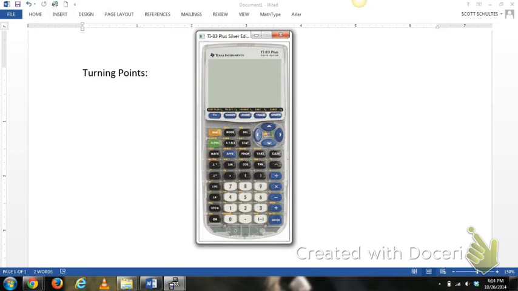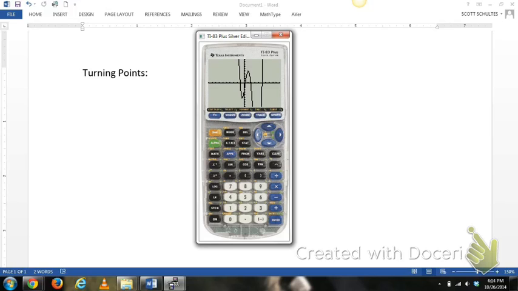So now, of course, what we're going to do is go to y equals, and we're going to type in our function, x to the fourth minus 6x cubed plus 3x squared plus 10x minus 3. And I'm going to go to zoom 6 to graph it in the standard window.